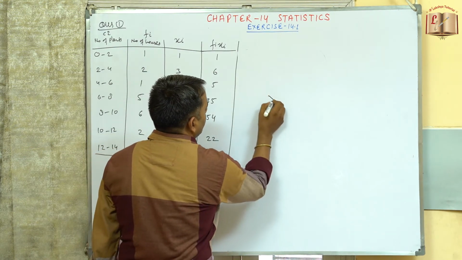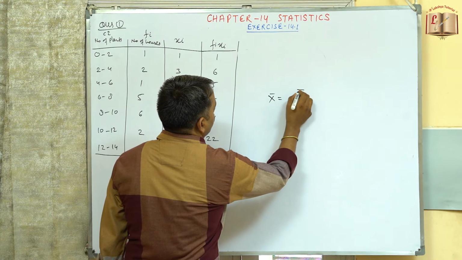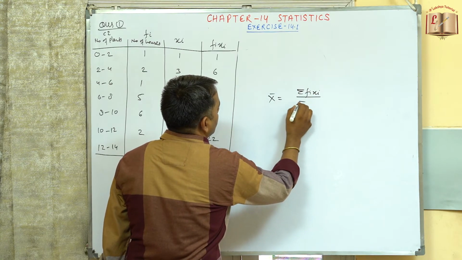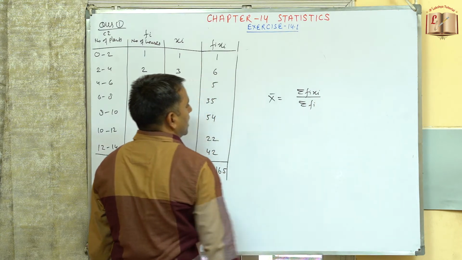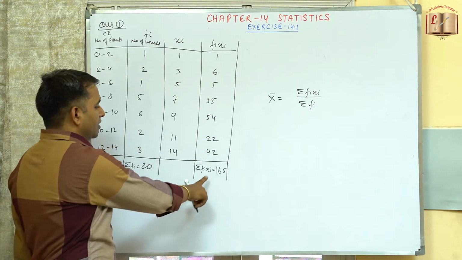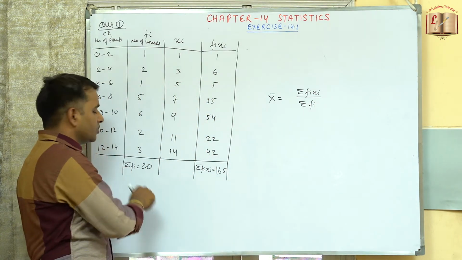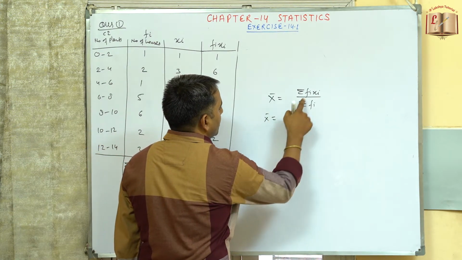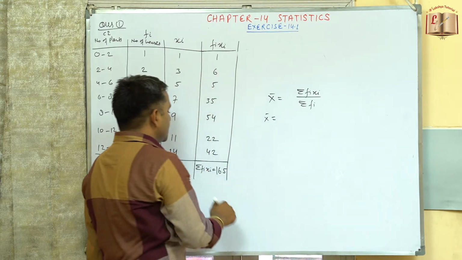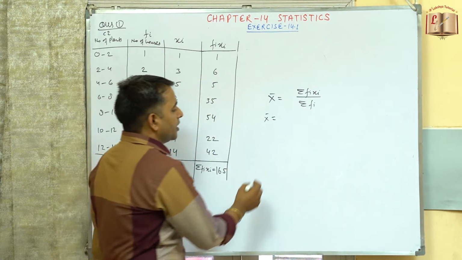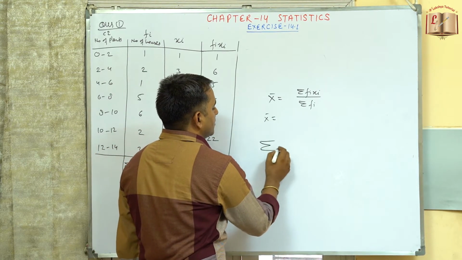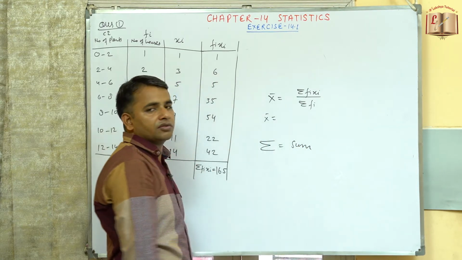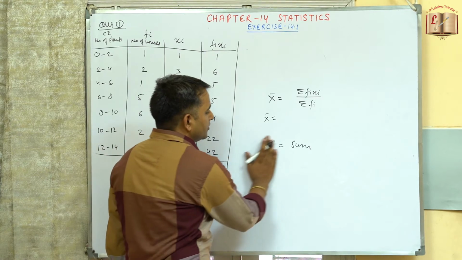So mean is given by sigma FiXi divided by sigma Fi. So we know the value of sigma FiXi and we know sigma Fi. Sigma means sum. जो ये sigma लिखते हैं, this is for sum, means sum of all the values. So sigma stands for the sum.